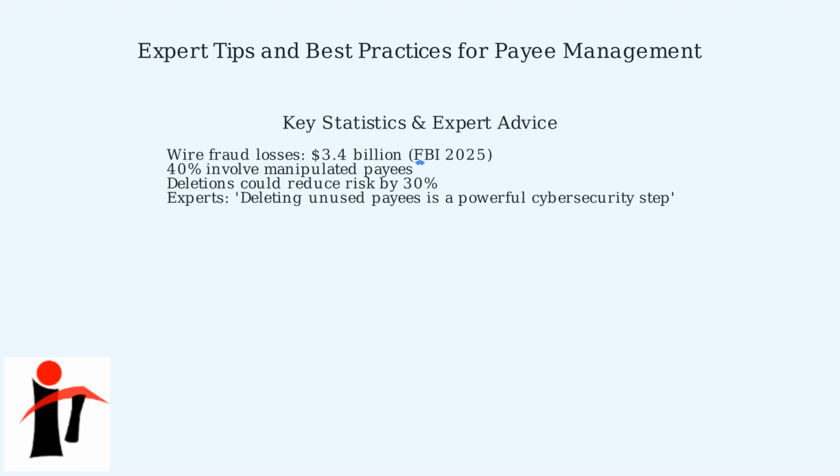According to the FBI's 2025 Internet Crime Report, wire fraud losses totaled $3.4 billion, with 40% involving manipulated payees. Routine deletions could reduce this risk by up to 30%. Security experts emphasize that deleting unused payees is a simple yet powerful step in personal cybersecurity.